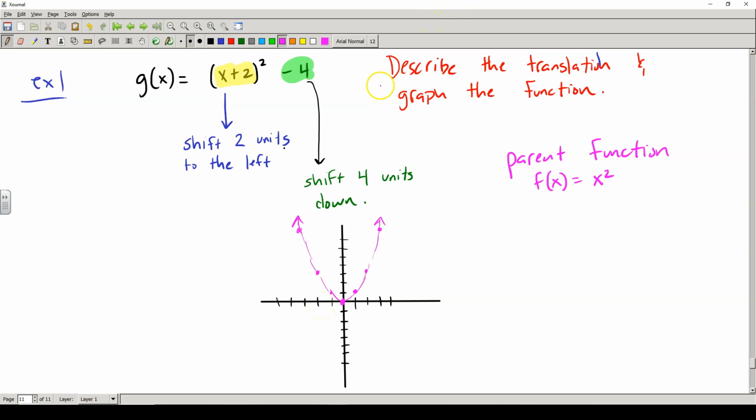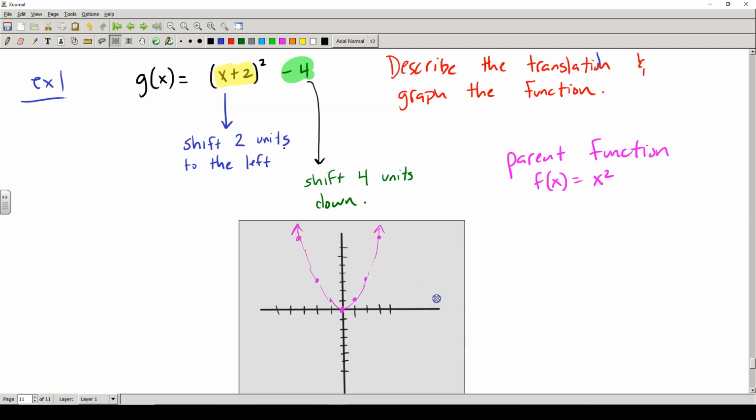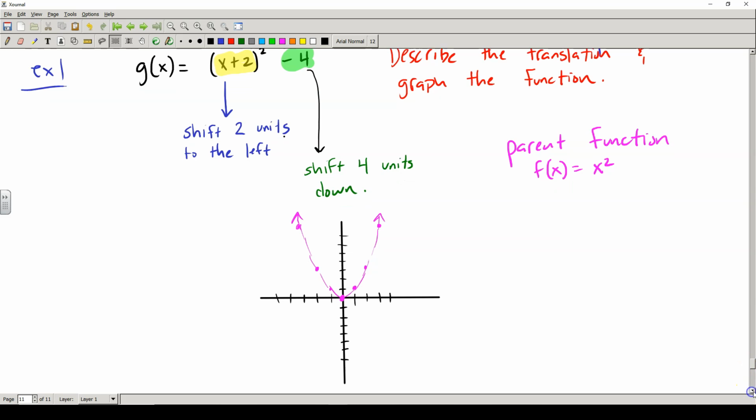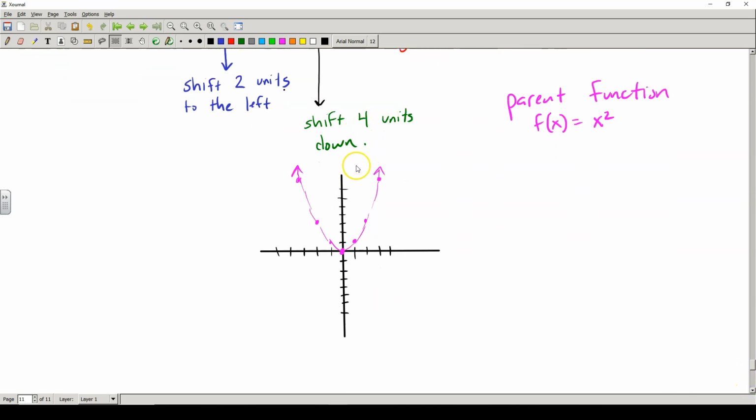Now if we follow these rules to graph the new function, we're going to take all the points and shift them to the left 2 units, and shift them down 4 units. Instead of being super precise here, we're just doing sketches. So we can just focus on the vertex right there. Let's take the vertex and shift this point to the left. So let me take this point right here.